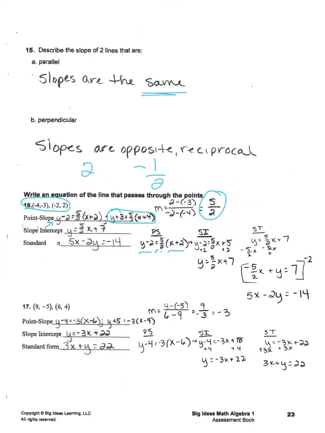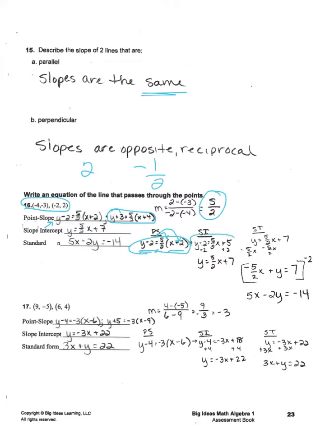After that point, you do not need to use negative 4, negative 3, or the point negative 2, 2 again. So take your point slope and put it into standard or slope intercept by distributing your 5/2 to your x and your 5/2 to the 2. So rewrite, you get y minus 2 equals 5/2 x plus 5.